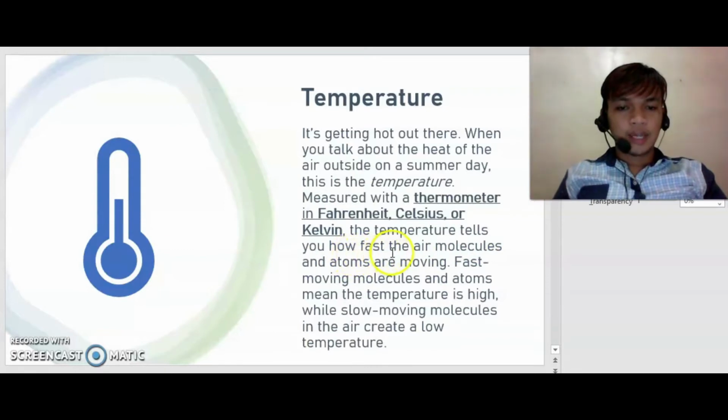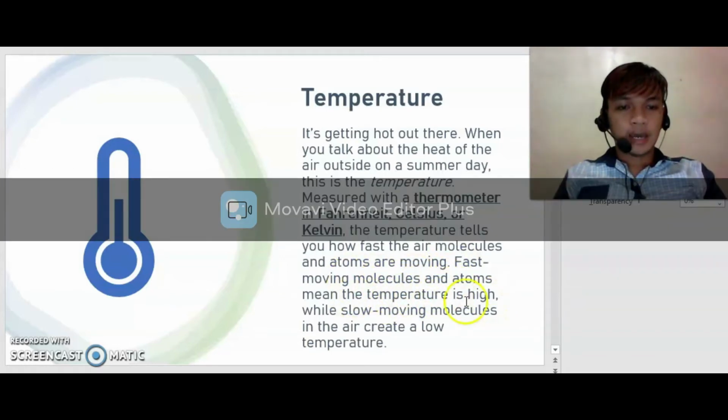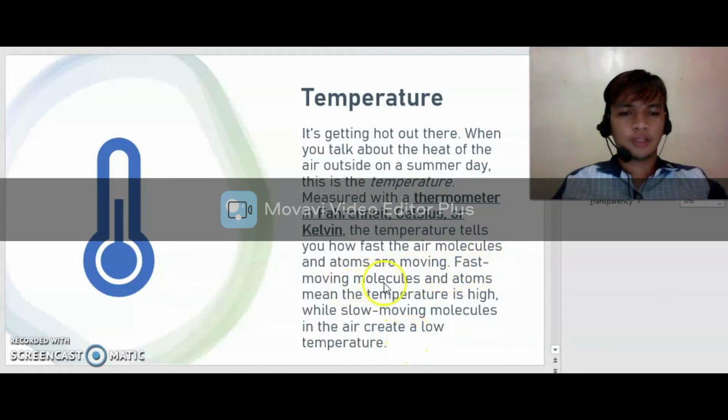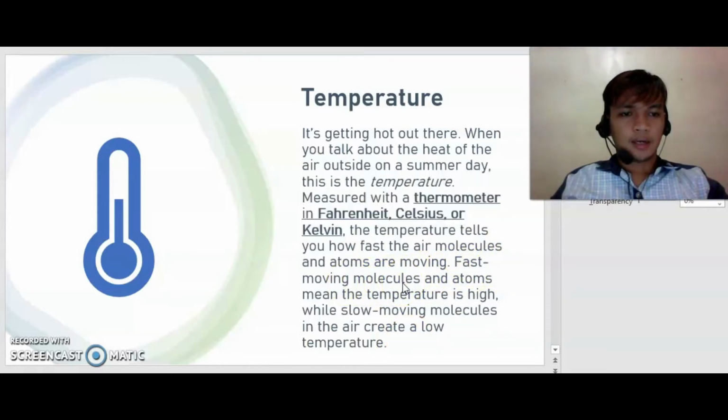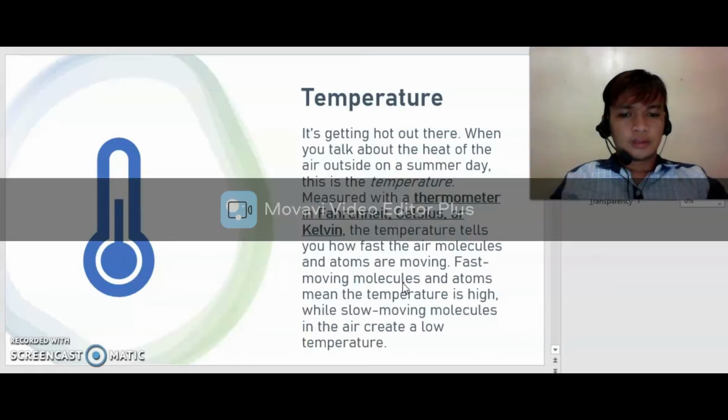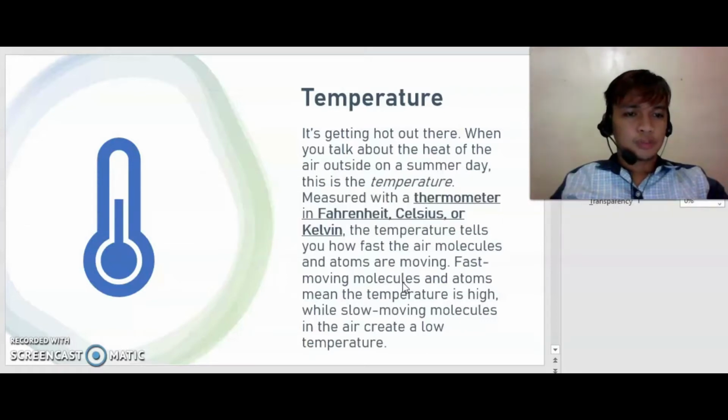So the temperature tells you how fast the air molecules and atoms are moving. Fast-moving molecules and atoms mean the temperature is high, while slow-moving molecules in the air create a low temperature. Fast-moving molecules of air rise up in the sky, at least at the level of the troposphere, and the slow-moving molecules that determine that this air is cold stay underneath that high temperature air.